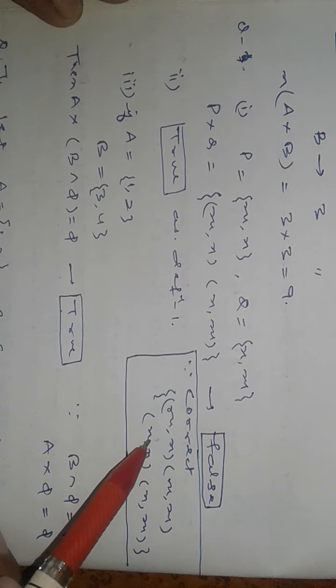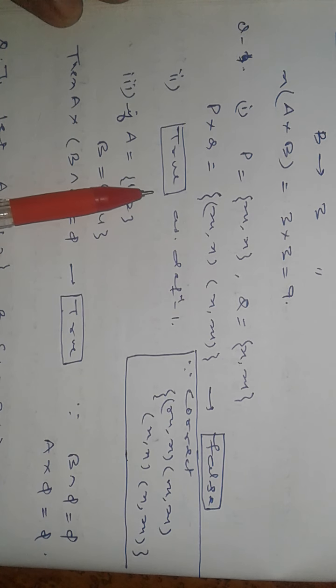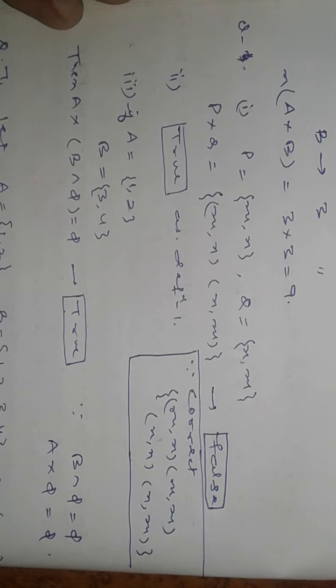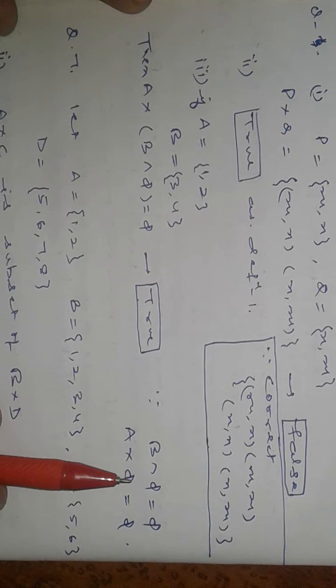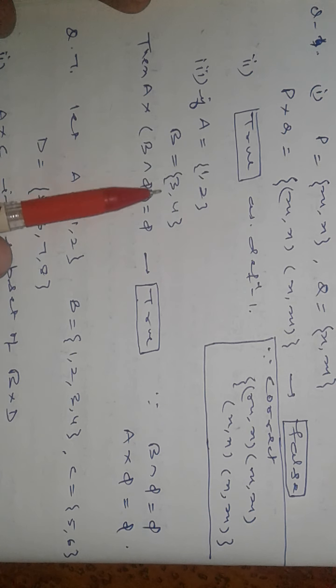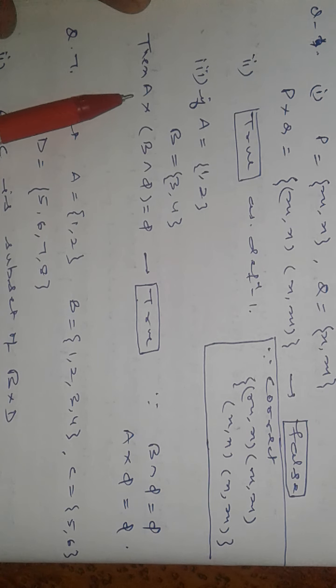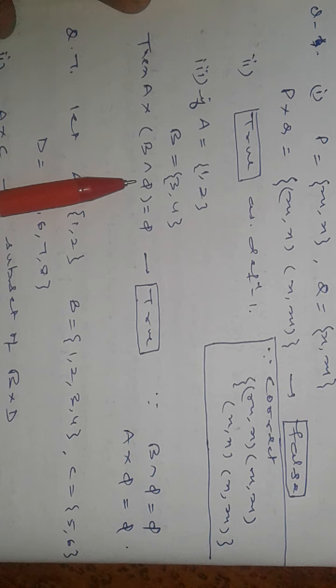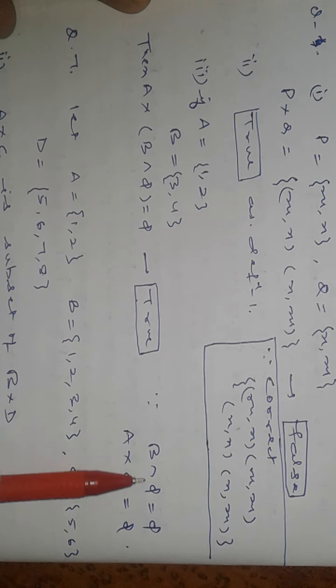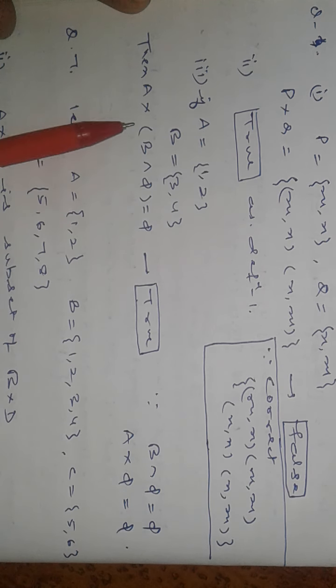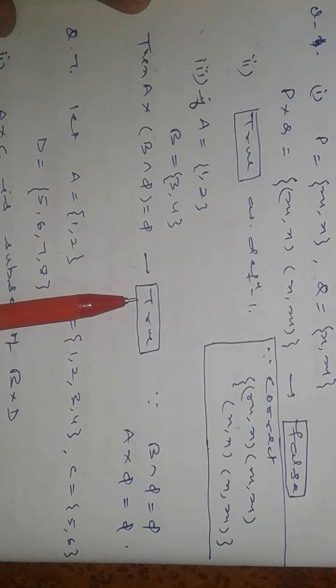This is true. Second is the definition; by definition it is true. Third is the set A given: A is {1, 2}, B is {3, 4}. Then you have to find A cross (B intersection C), and B intersection C is 5. So A cross 5 will be A cross 5. So the answer is true.